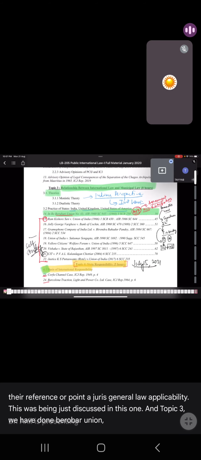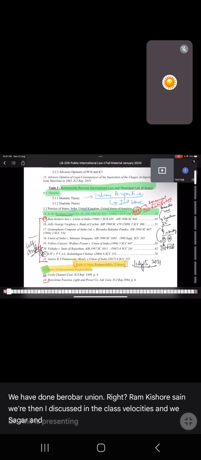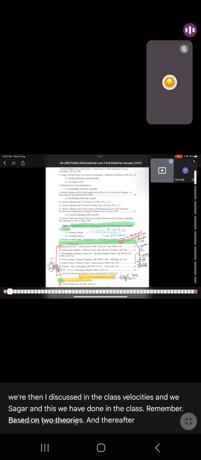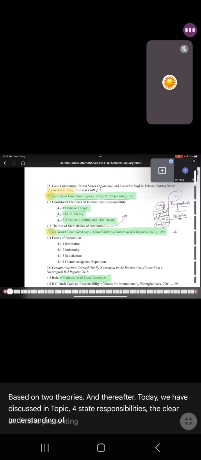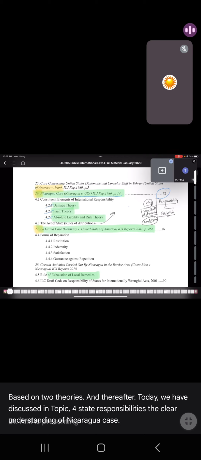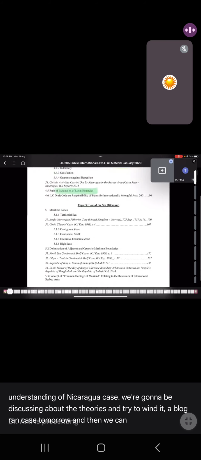And topic 3, we have done Berubari Union, right? Ramkishore Sen. Then I discussed in the class Vellore Citizen, Visakha, and Kuppuswami Chettiar case. This we have done in the class. Remember? Based on two theories. And thereafter, today we have discussed in topic 4, state responsibilities, the clear understanding of Nicaragua case. We're going to be discussing the theories and try to wind it up. Lagrange case tomorrow, and then we're going to start with law of sea. Clear?